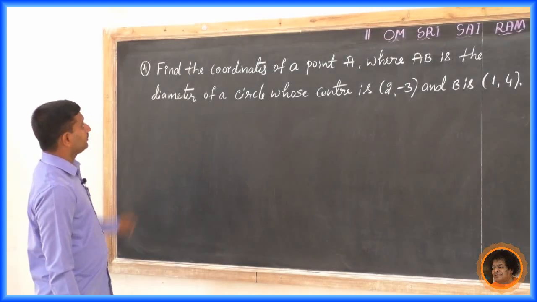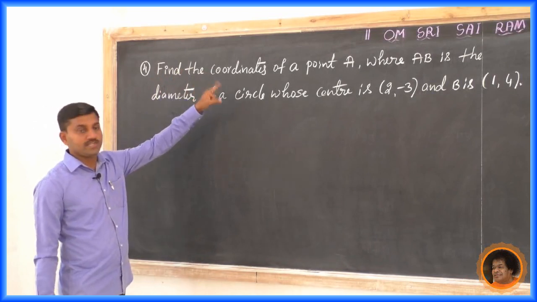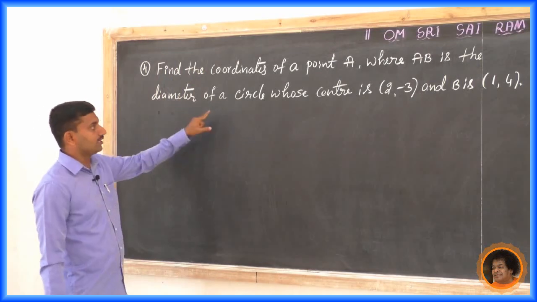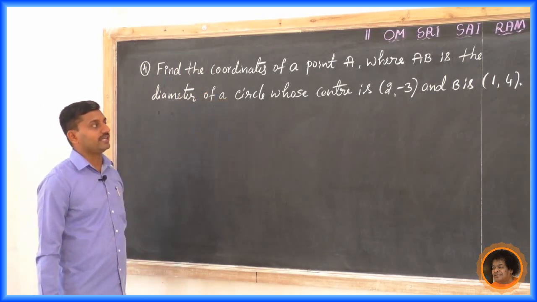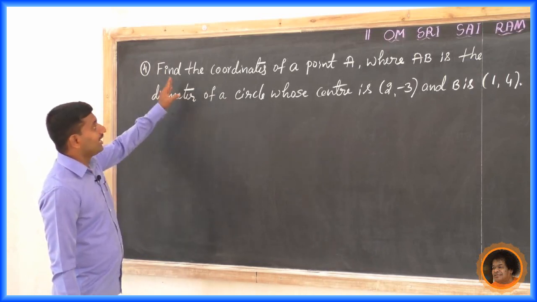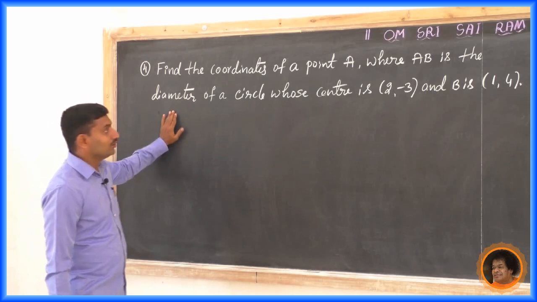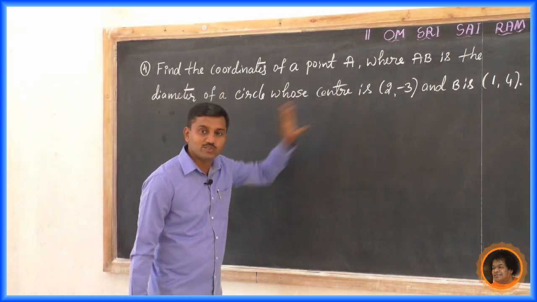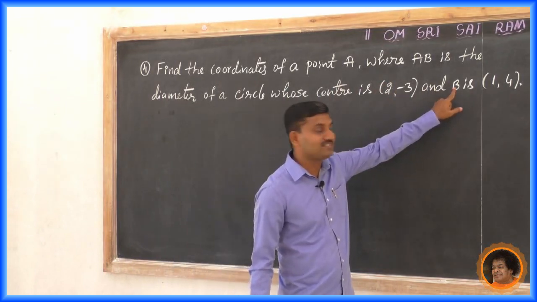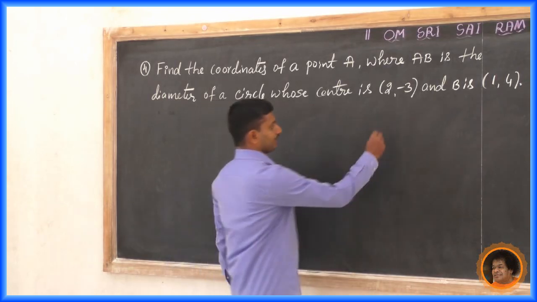See the next question. So this is the exercise problem. Find the coordinates of a point A where AB is the diameter of a circle whose center is 2, minus 3 and B is 1, 4. So AB is the diameter, the center of the circle is also given, and one point, B, is also given. We have to find the coordinates of the point A.